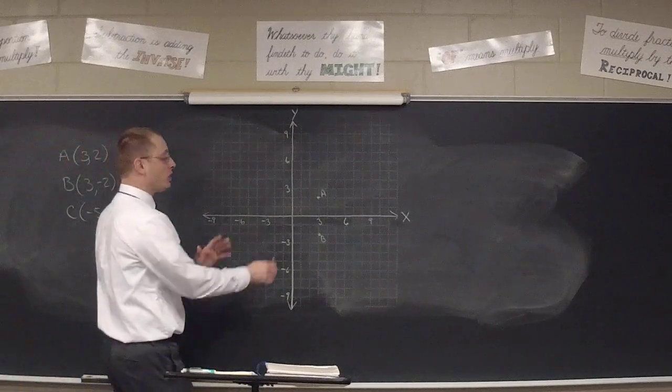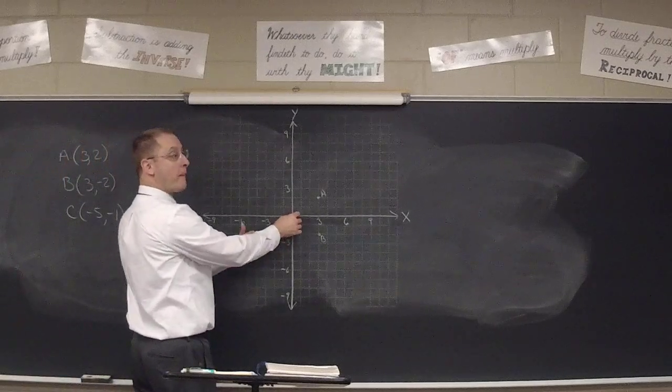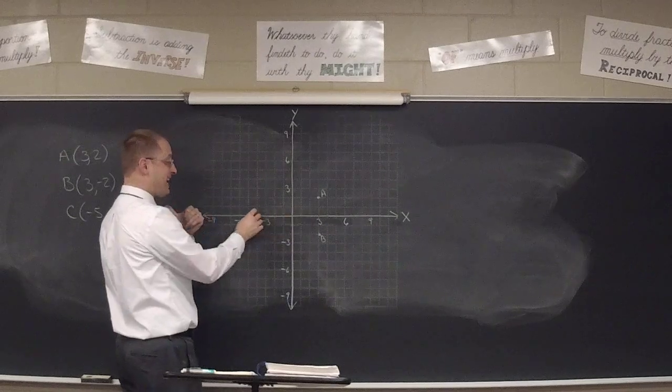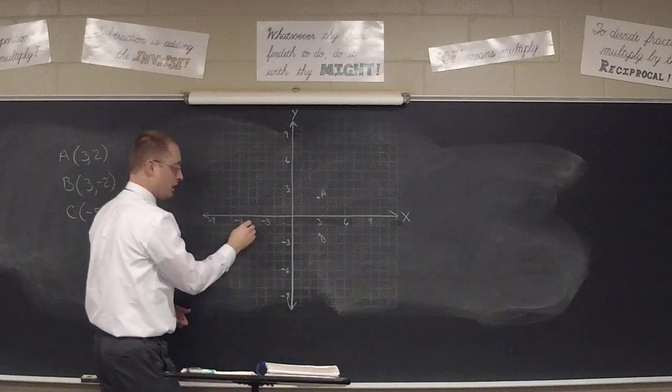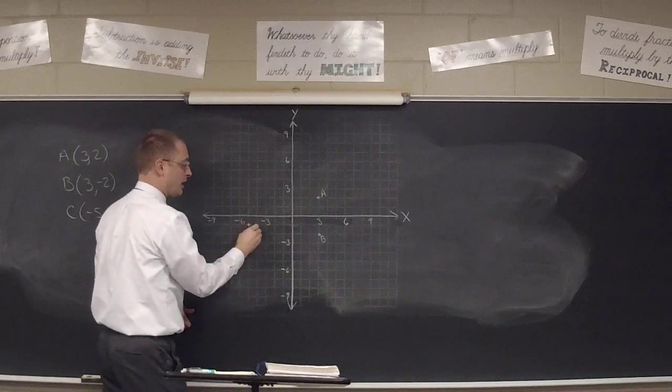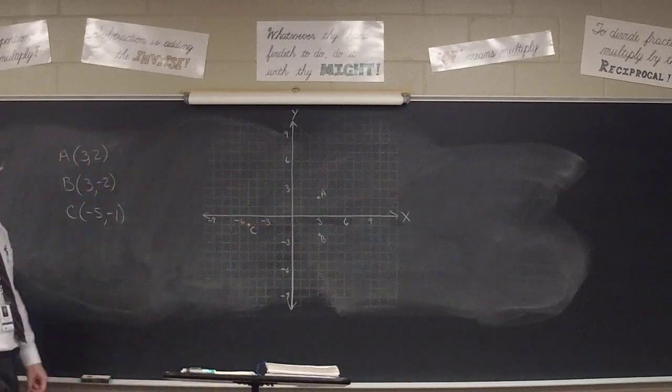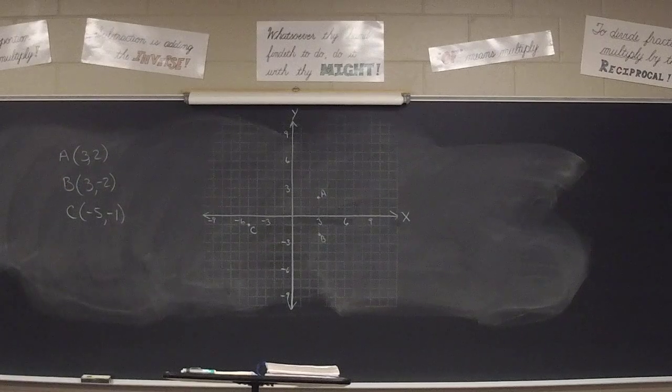Again, starting at the origin, but class, we're going to go backward because it's -5. And then we're going to go downward, -1. And there's point C. Getting a feel for how to plot points.